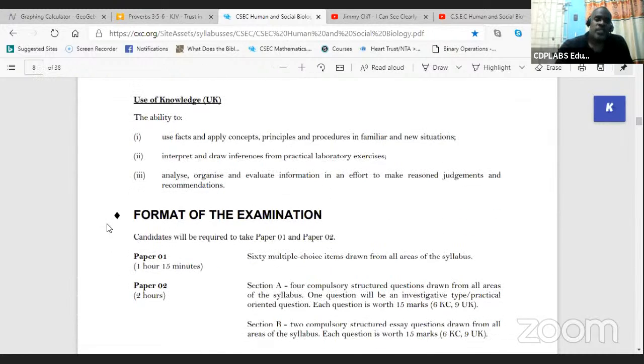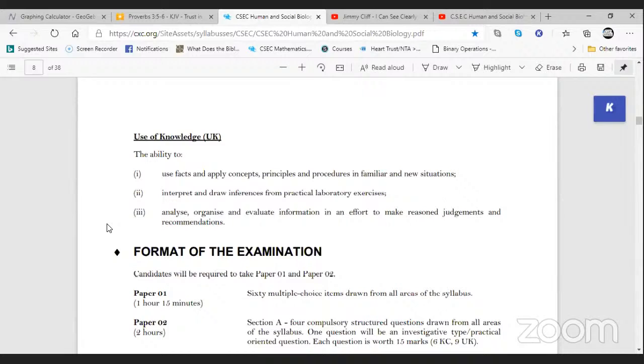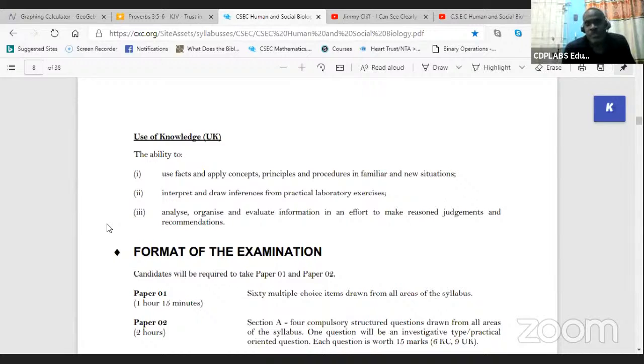Use of knowledge. The ability to use facts and apply concepts, principles, procedures in familiar and new situations. For example, this is what the doctors do. This is what you pay for when you go to the doctor. Why? When you go to the doctor, what does the doctor normally do? Anybody? They ask questions. Yes. What kind of questions do they ask you?